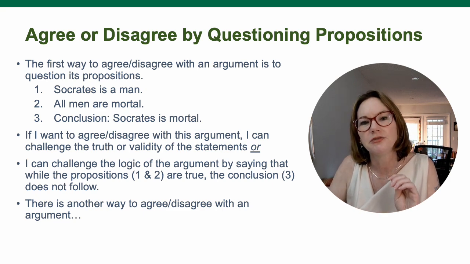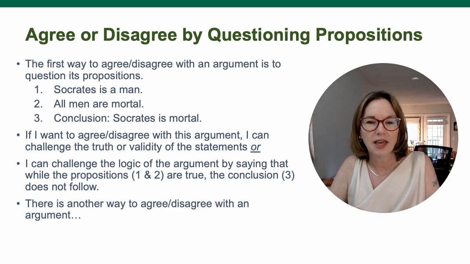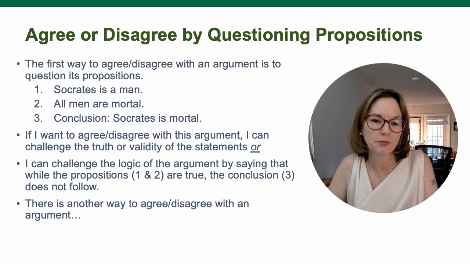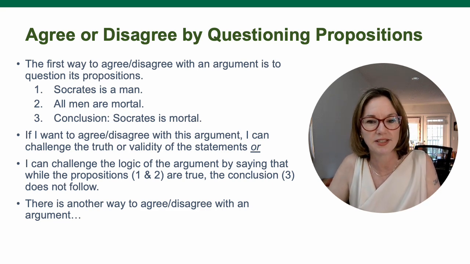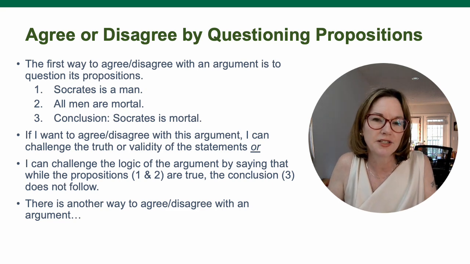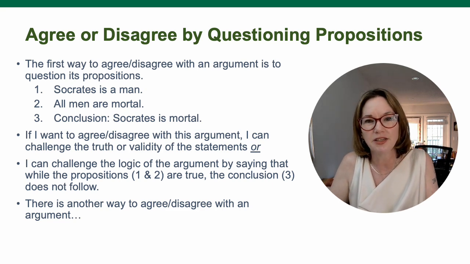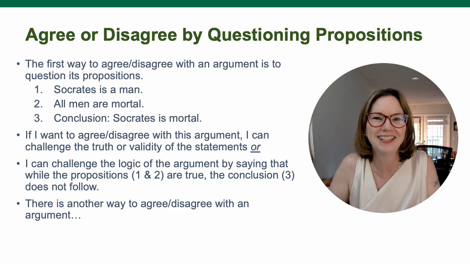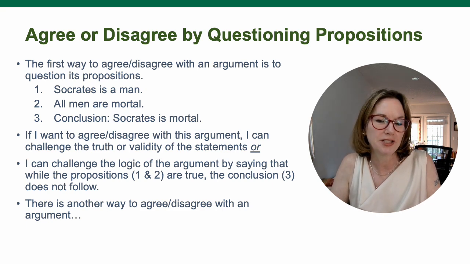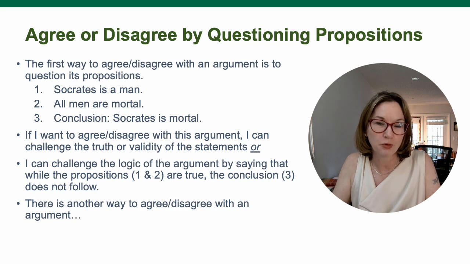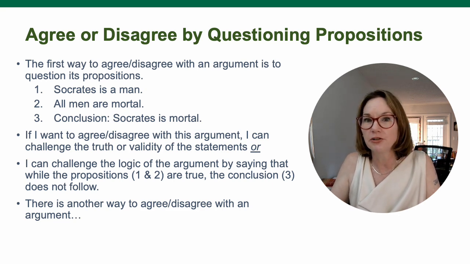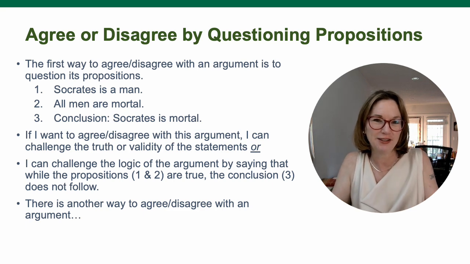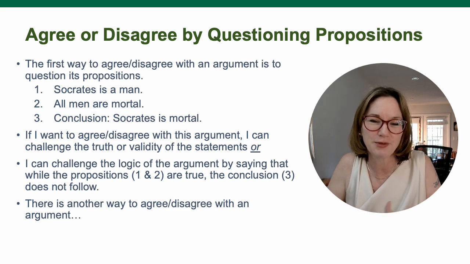So if you were going to disagree with this argument, the first way you could go about doing so is by disagreeing with each or both propositions. Maybe I want to disagree and say Socrates is not a man. He might be an AI-generated holograph, in which case, there you go. Or maybe I want to disagree with proposition number 2, that all men are mortal. Maybe not. Maybe some men are gods, in which case they're not mortal, and in which case that deflates the entire argument there.